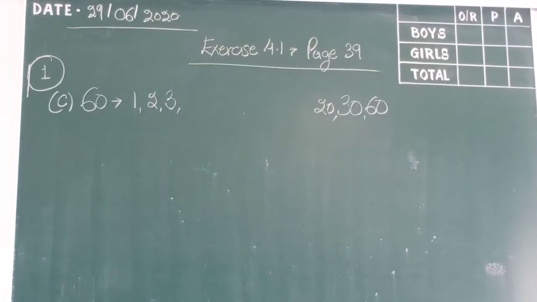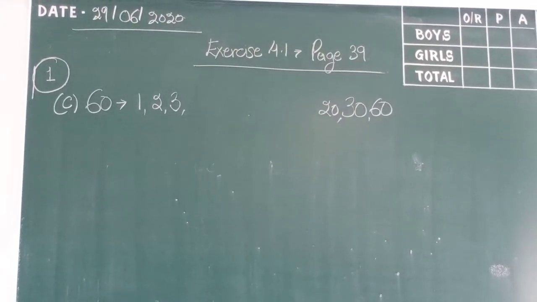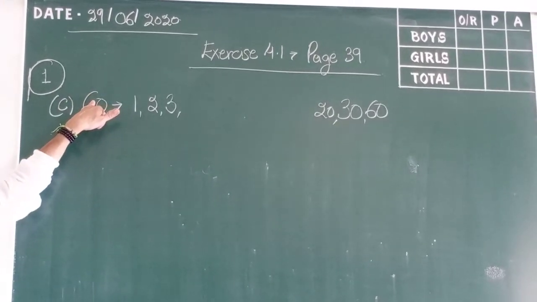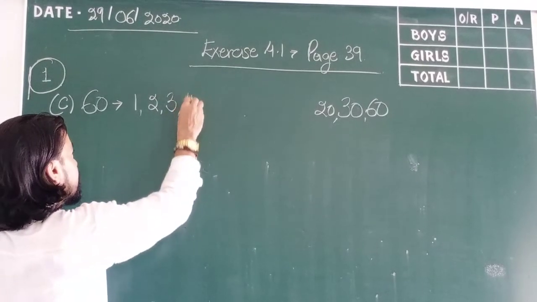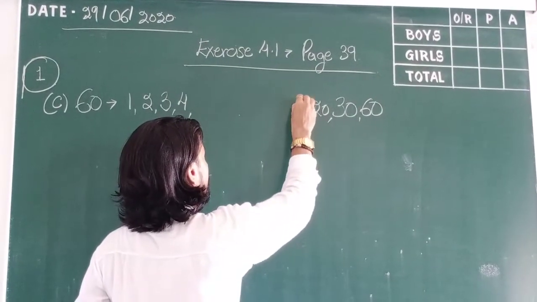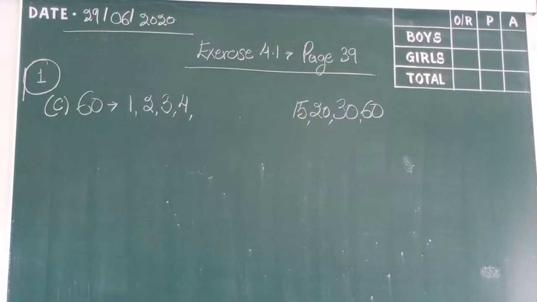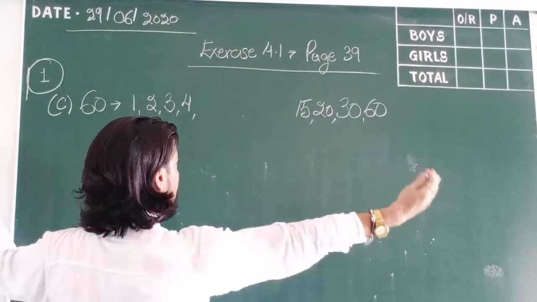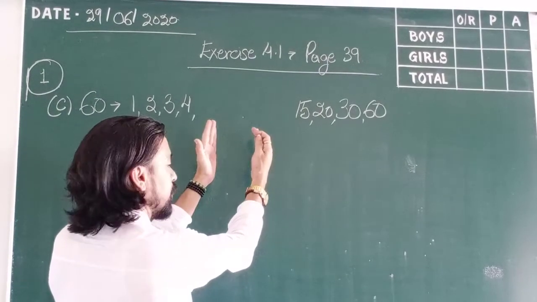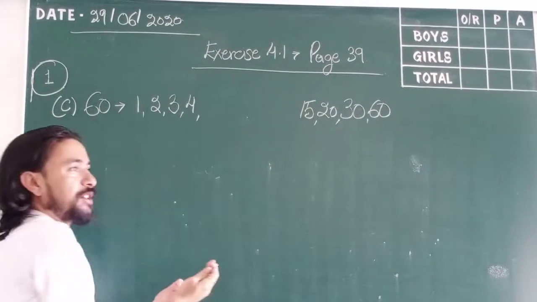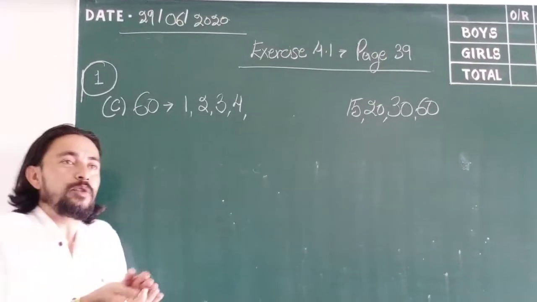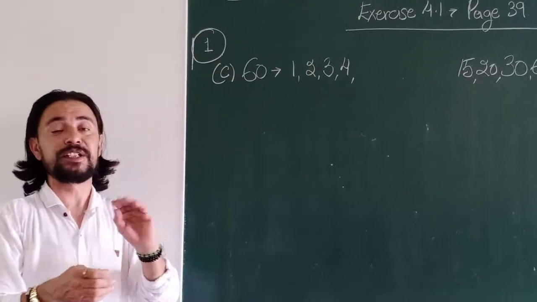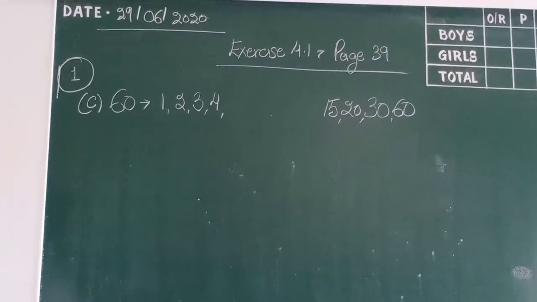Then I go to the next number, 4. Does 4 divide 60? 4 ones are 4, carry 2. 4 fives are 20. Yes, 4 also divides 60. 4 fifteens are 60. This is exactly how you have to do it. You have to start from the extremes and then move to the center till you cannot divide anymore, or it is the next number that comes into mind, or the number is repeated, only then you stop. We'll see in this first case how it happens.